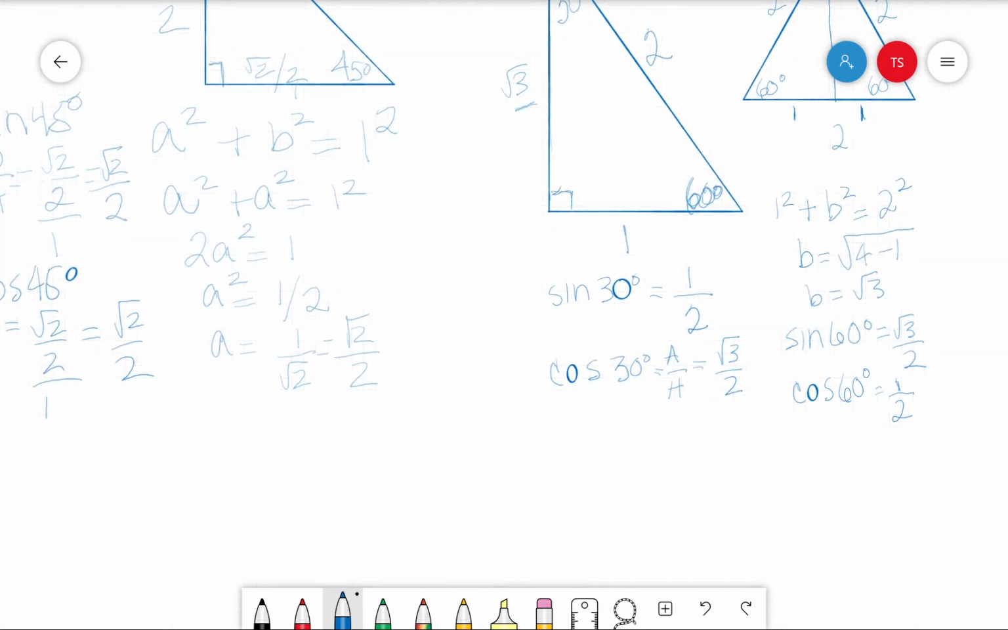So, interesting, notice that the sine of 30 is equal to the cosine of 60, and the cosine of 30 is equal to the sine of 60. So that's called a co-function identity. And we'll come back to the identities later. We're going to take these values for the sine and cosine of 30, 60, and 45 degrees and put them on the unit circle.